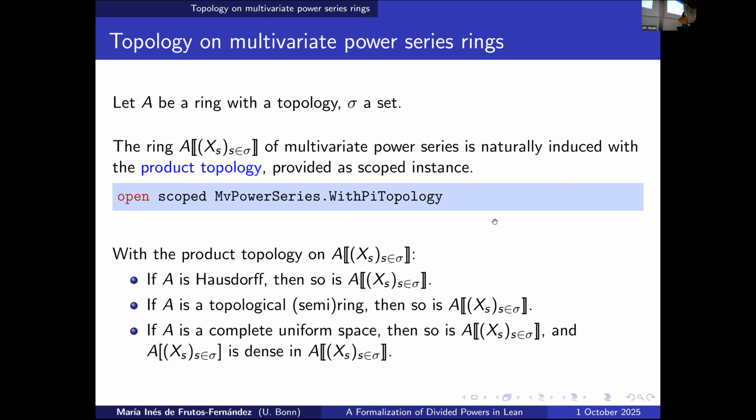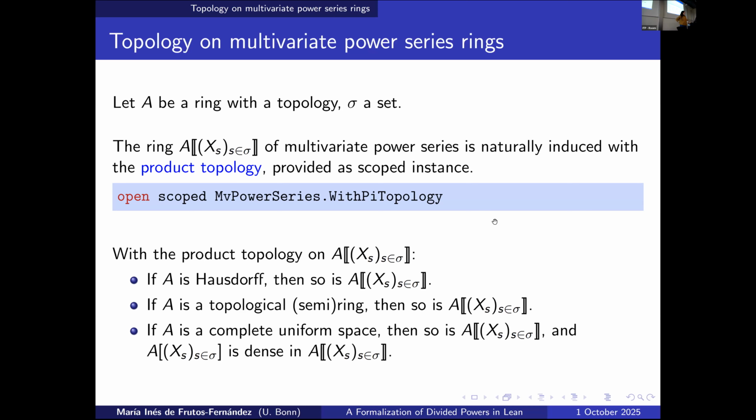So for example, some of the properties that it inherits are being Hausdorff, being a topological ring, meaning that the ring operations are continuous, or being a complete uniform space. And in the latter case, we also obtain that the polynomial ring with variables indexed by sigma is dense inside the same power series ring.